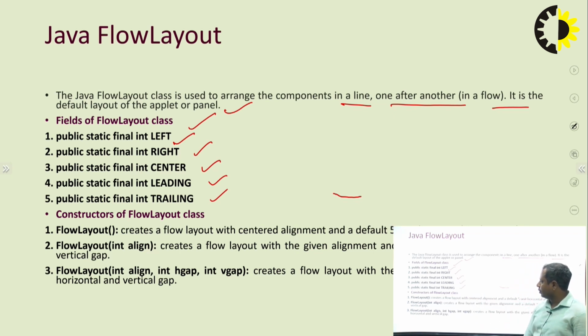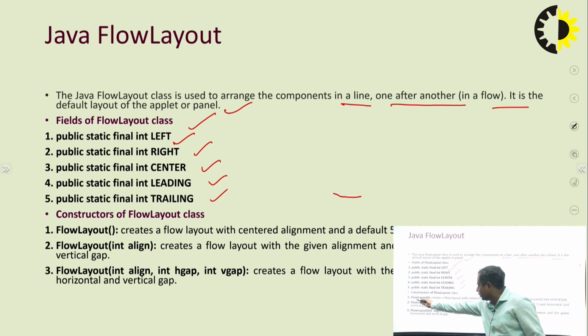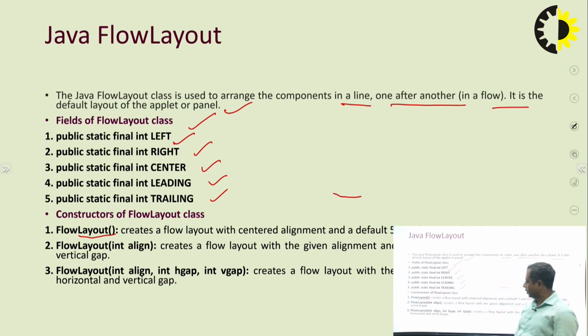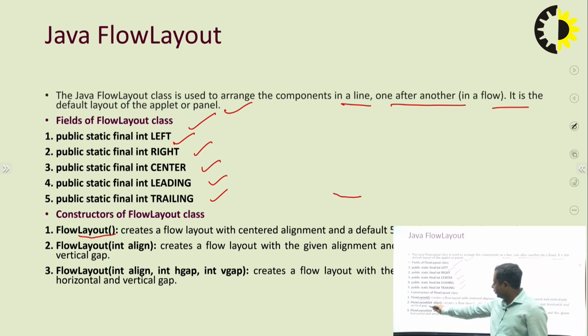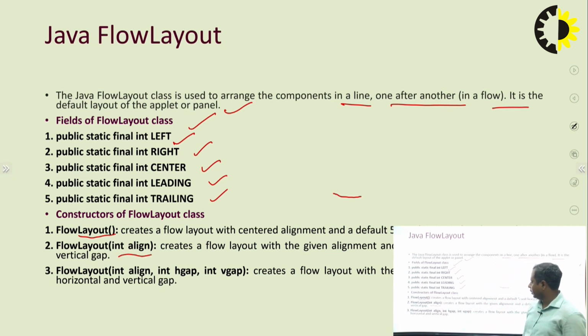Constructors of the flow layout class. There are some constructors in the flow layout class. One is the parameterless constructor. Next is a one-parameter constructor. Third is a 3-parameter constructor. First we will discuss the flow layout constructor. This creates a flow layout with centered alignment and a default 5 unit horizontal and vertical gap.